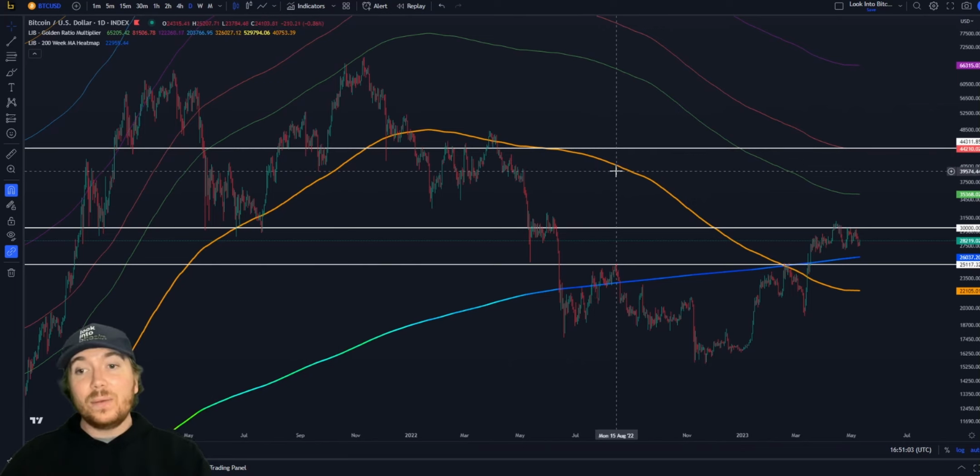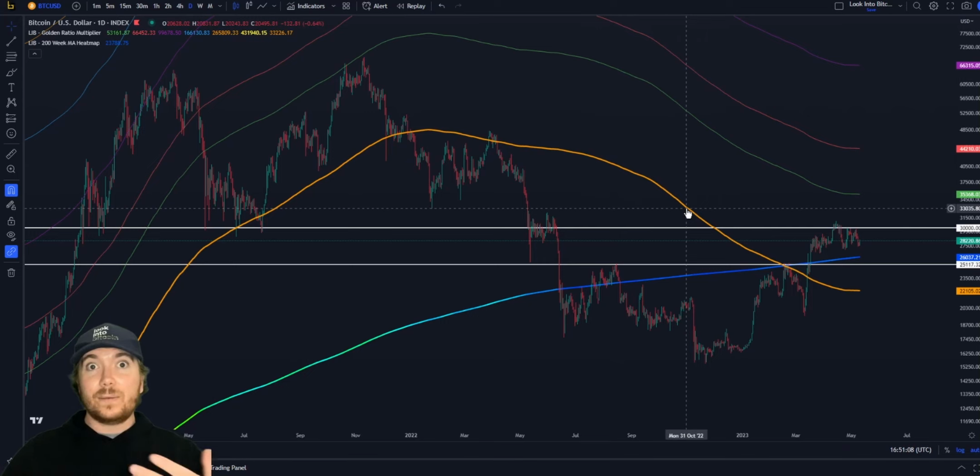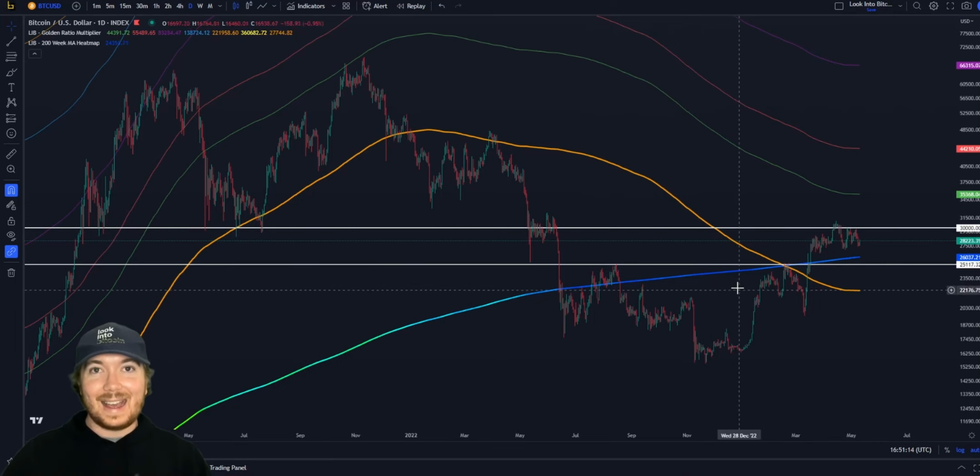So I'd say above 30,000, we really need to keep an eye on these levels, 35,000 and 44,000. Obviously a fair bit higher than where we are now, but we need to keep our hopes up that this bull market will really kick into gear at some point.